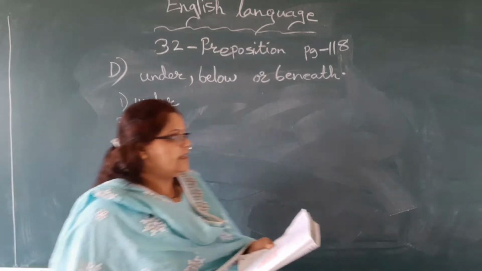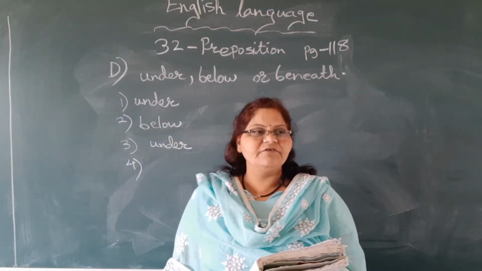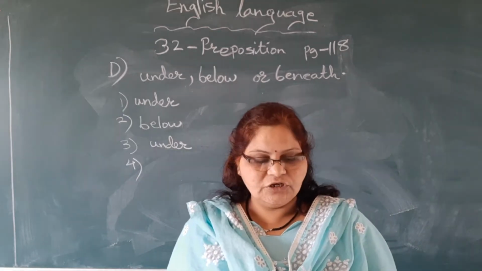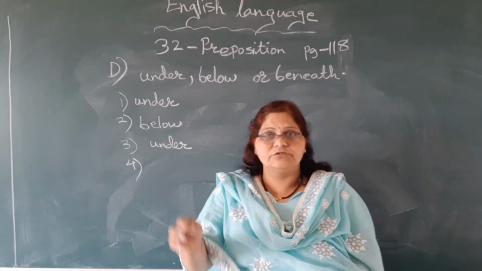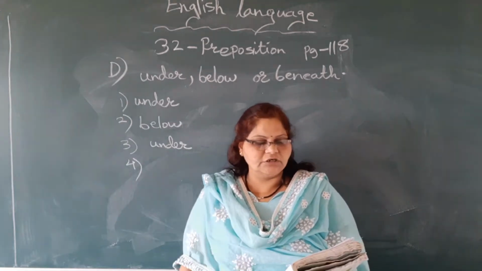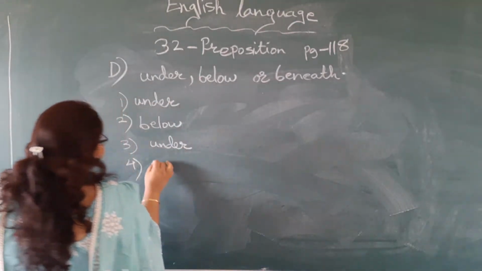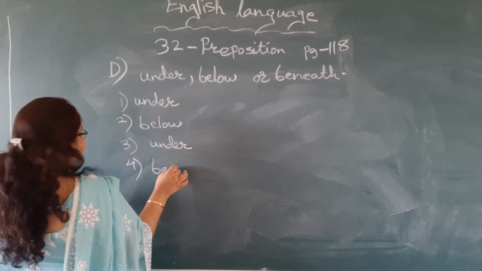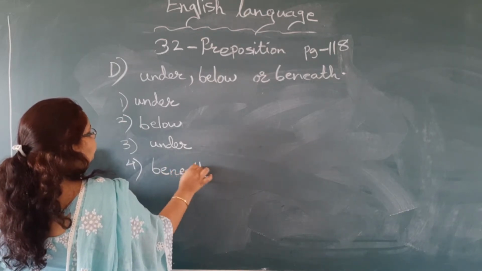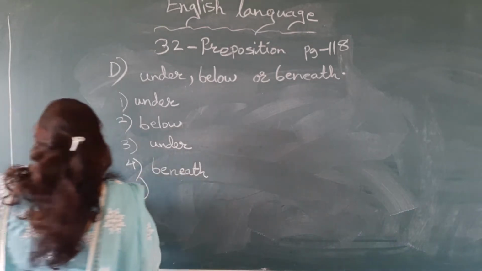Fourth, whales are found many miles dash the surface of ocean. So whale is a name of a fish. The whales are found many miles, so they are quite deep. They are deep in the water. So many miles dash beneath the surface of ocean. So in the ocean we can see them. They are very deep, so we have to write the preposition that is beneath. Beneath the surface of ocean.